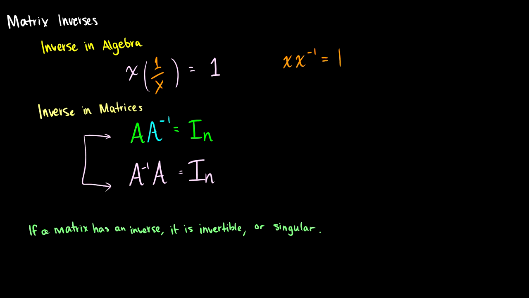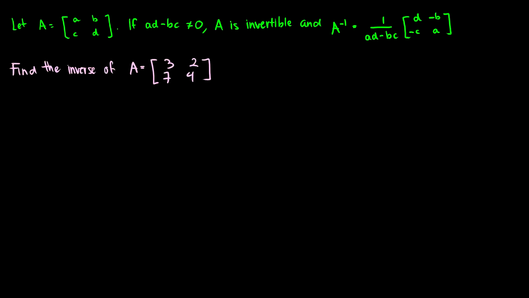So, if a matrix has an inverse, we'll call it invertible or singular. I'll use the word invertible, but some textbooks do call it singular, so it's good to know that that is another word for it. Okay, so we'll do an example with a 2 by 2 matrix, and we have a nice convenient theorem for this. So if we have a 2 by 2 matrix A with entries a, b, c, and d, if ad minus bc is not equal to 0, then A is invertible, and we have a nice formula for A inverse.